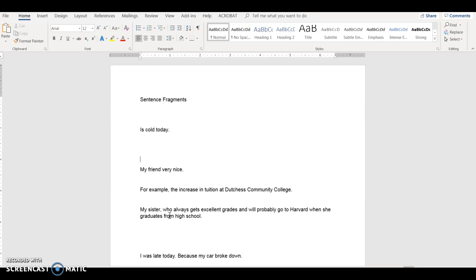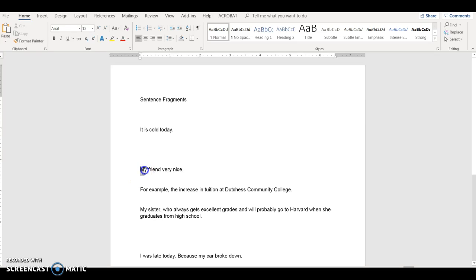A sentence fragment is an incomplete sentence. Something is missing, usually either the main verb or the subject of the sentence. So let's take a look at an example of a sentence where the subject is missing. "Is cold today." We have a verb, but we don't have a subject to go with it. So we fix the problem by adding the subject. "It is cold today."